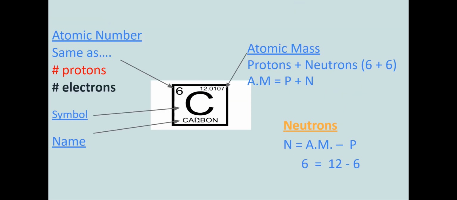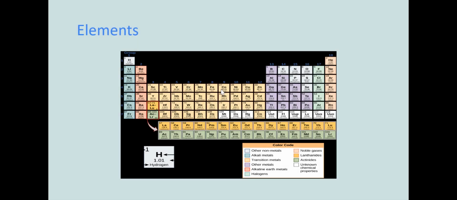All right, the big letter in the middle, we call that the symbol. It's like the abbreviation for the element, and then the name is underneath. The atomic mass is typically found in the upper right-hand corner. It can also be found right underneath the atomic symbol.